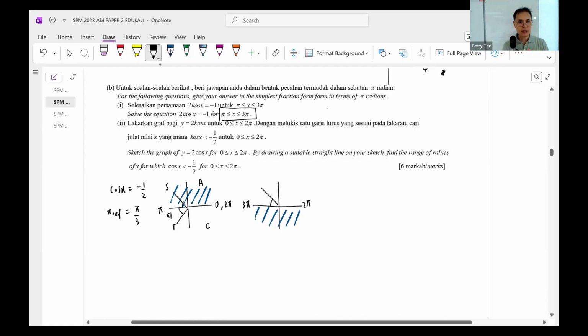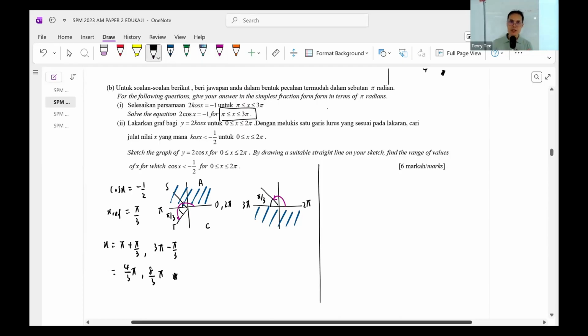So your reference angle is pi over 3 here. For the first answer, we go from here to here, which is pi, plus another pi over 3. So let me write down the first answer, pi plus pi over 3. For the second answer, I go from 2 pi, this is 2 pi, this is 3 pi, minus. So we're going to write this as 3 pi minus pi over 3. So your answer is 4 over 3 pi and 8 over 3 pi. Okay, that's the answer. All right.